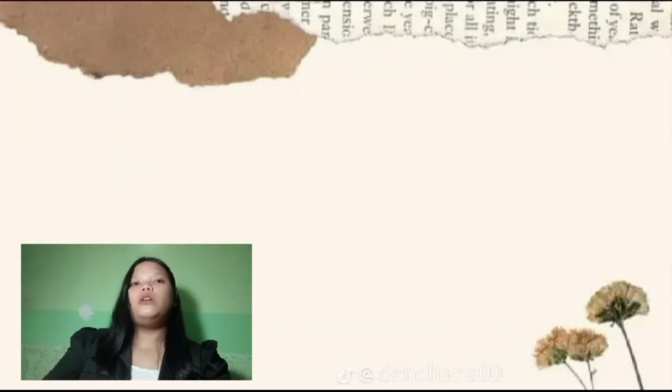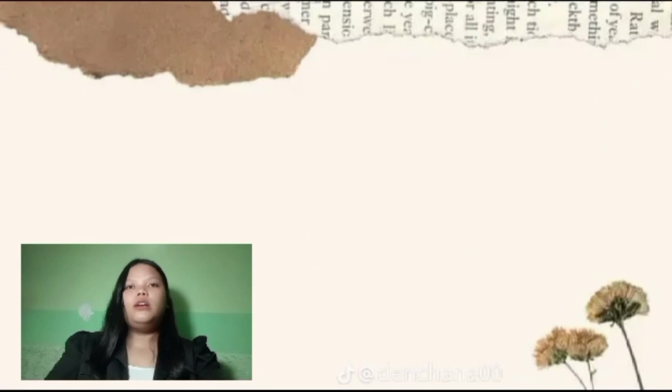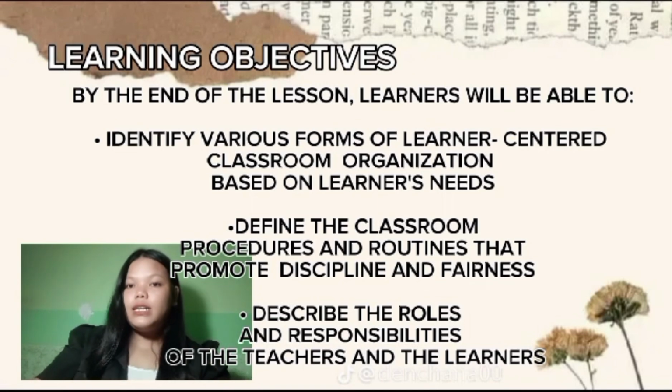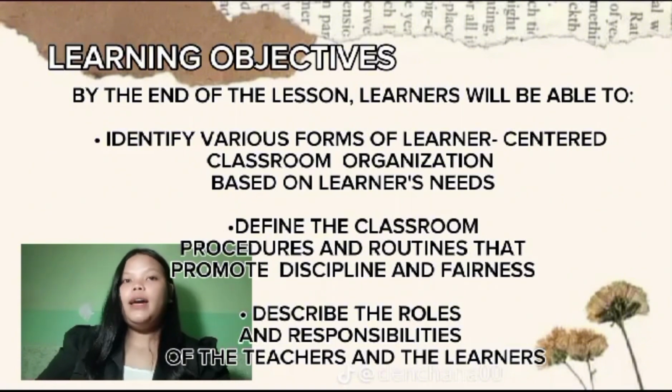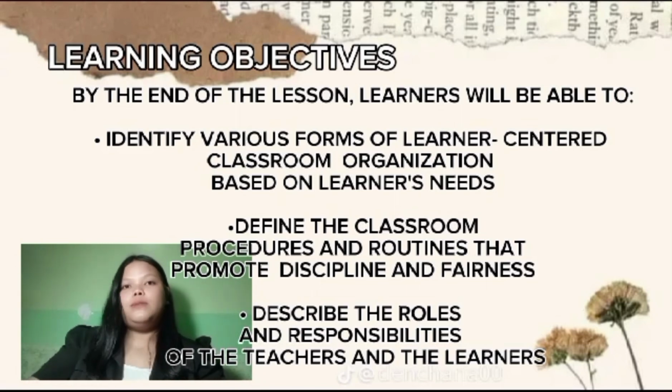Now let's move forward to the next topic. But before we discuss that, let me first discuss our learning objectives. By the end of the lesson, learners will be able to identify various forms of learner-centered classroom organization based on learners' needs. Next, define the classroom procedures and routines that promote discipline and fairness. And lastly, describe the roles and responsibilities of the teachers and the learners.